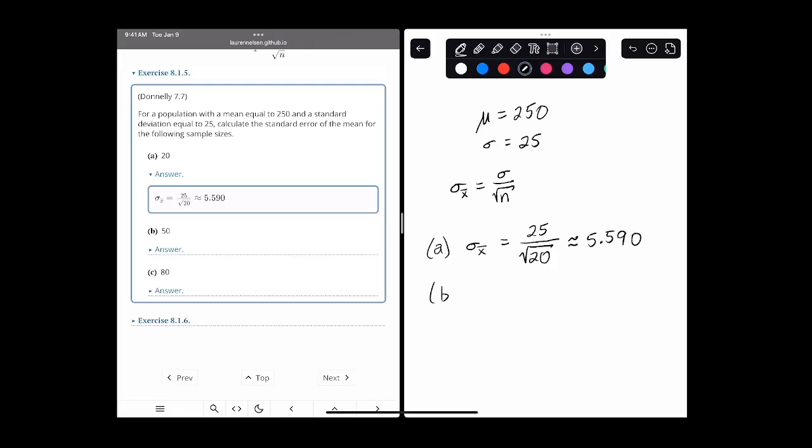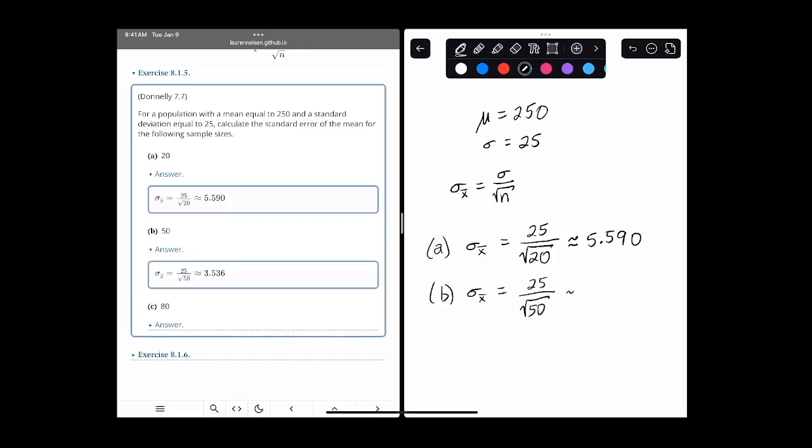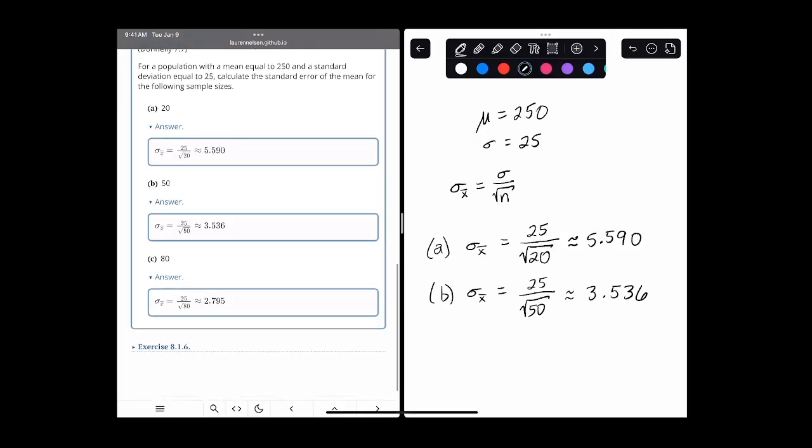In part B, it says now use a sample size of 50. So here our standard error would be 25 over the square root of 50. And if we plug this into Excel or a calculator, we should get about 3.536. And let's do this one more time. In part C, if we instead plug in an n of 80, we'd have 25 over the square root of 80, which is about 2.795.